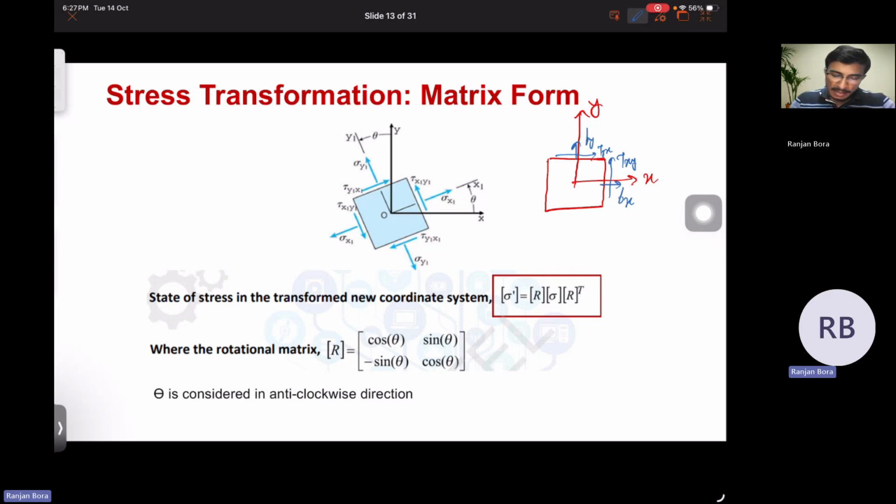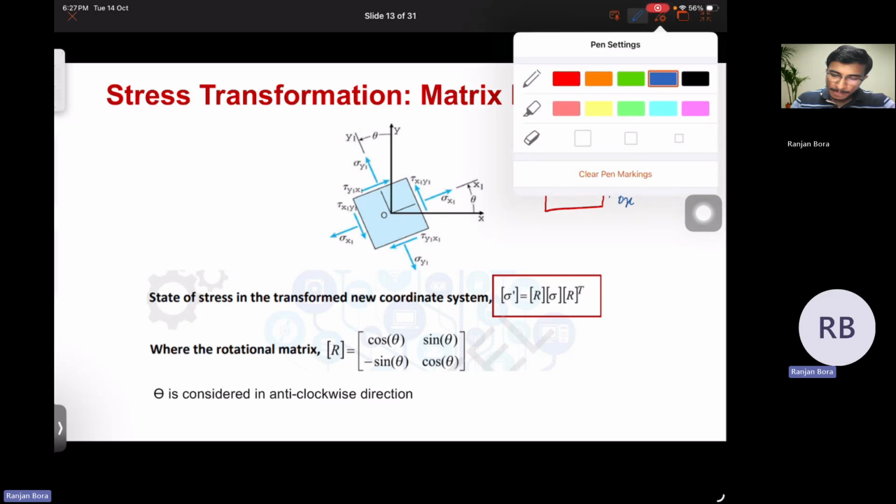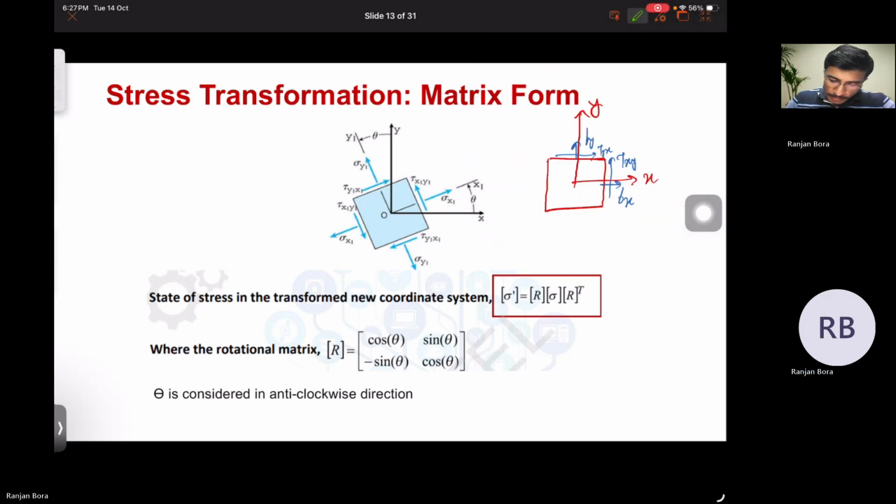Now if we rotate this element by an angle theta in the anti-clockwise direction, the new coordinate system will be x1 and y1. So this angle is theta. So what will be the state of stress for this new position, which is x1, y1?